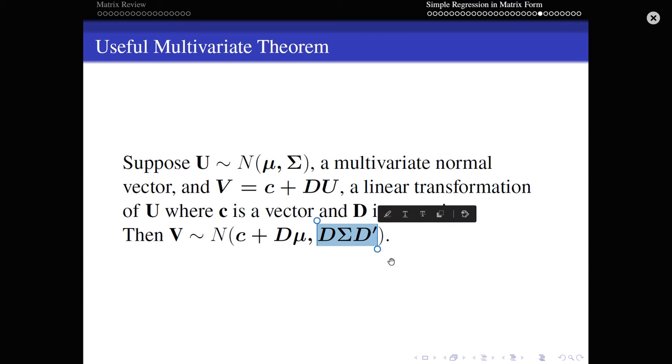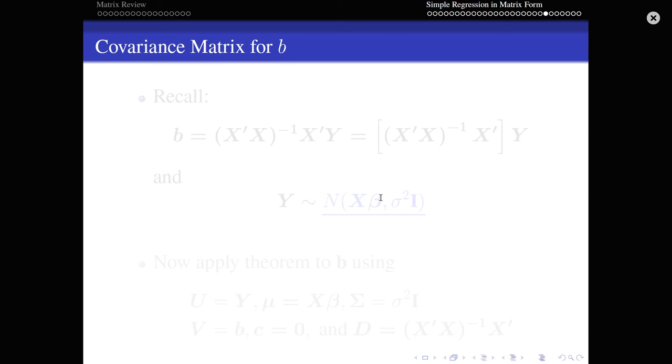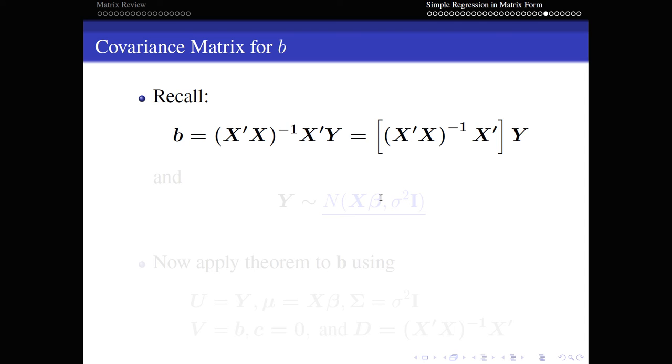And then the variance-covariance matrix, this one's kind of weird. The variance-covariance matrix is D, that matrix I multiplied, times the original variance-covariance matrix times the transpose of D. Now this one's kind of weird. We're not going to talk too in depth about this. We're just going to mention this as a theorem because it helps us to figure out what's going on with the variance-covariance matrix of the b's. And this is important because this is how we're going to perform our statistical tests.